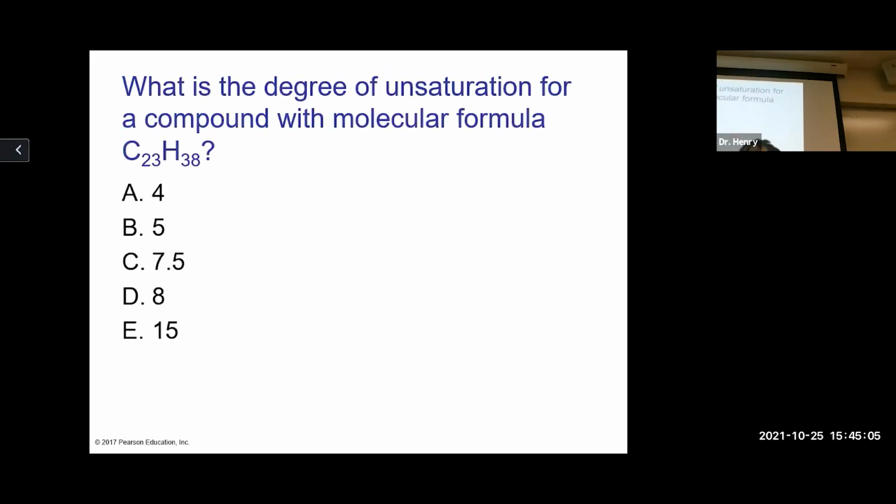So what is the degree of unsaturation of a compound with a molecular formula C23H38? The degree of unsaturation. Again, saturated means that there are no double bonds or triple bonds; they're all single bonds. Unsaturated means that there are double bonds. How many double bonds does this guy have? Basically, every double bond represents a pi bond and a sigma bond.